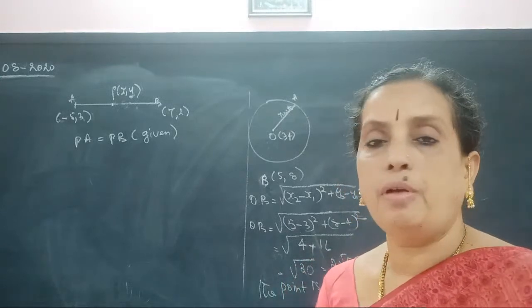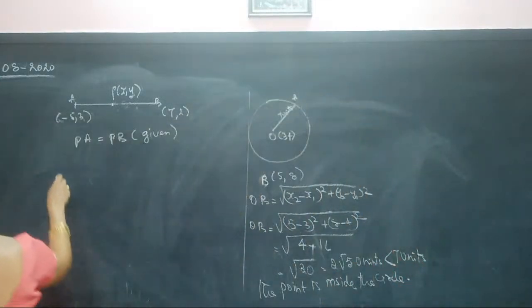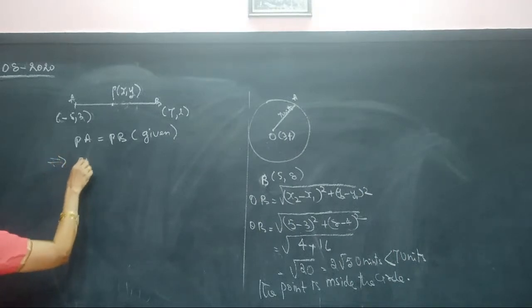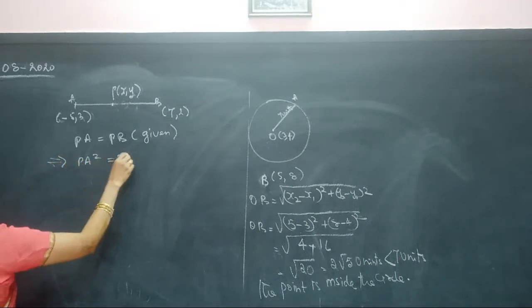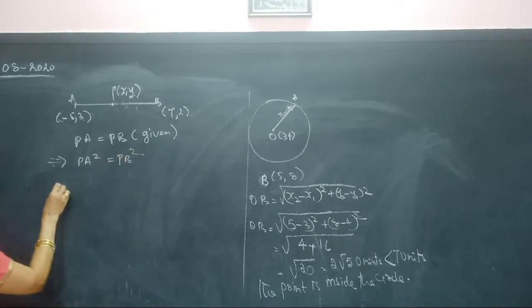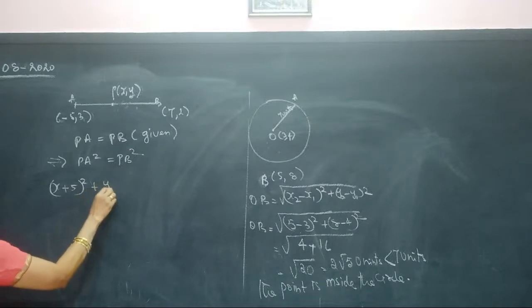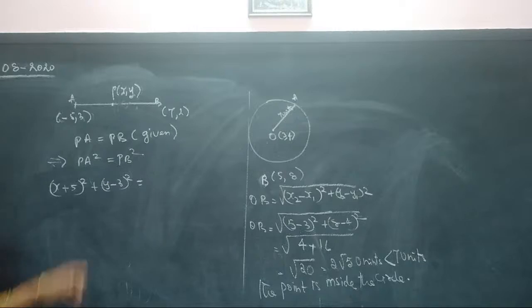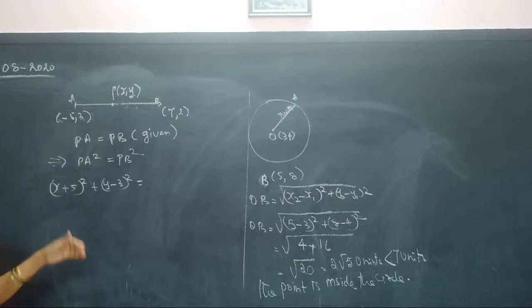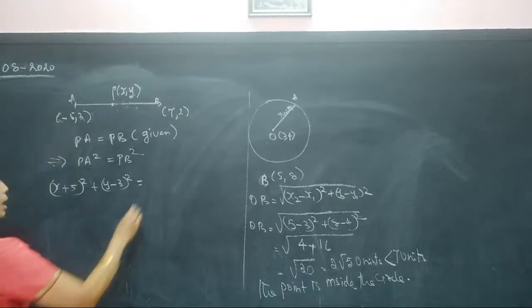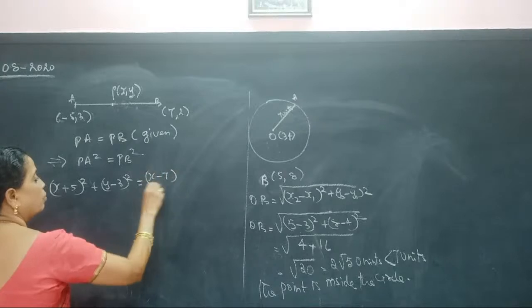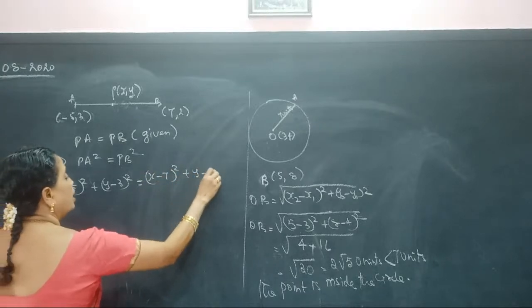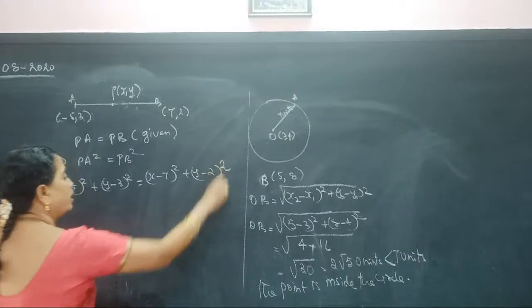Yes, PA equals PB. So what can we write? Which implies PA square equals PB square. That is (x plus 5) whole square plus (y minus 3) whole square. I hope it is clear. (x2 minus x1) whole square plus (y2 minus y1) whole square. Similarly, (x minus 7) whole square plus (y minus 2) whole square.